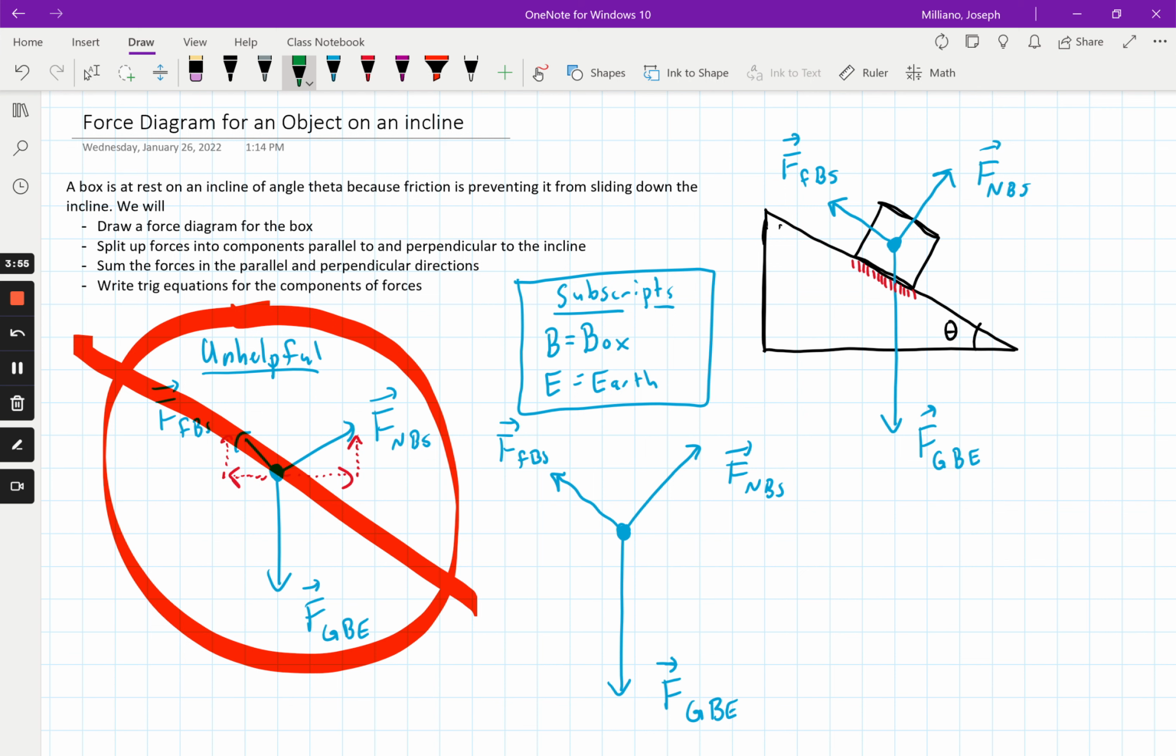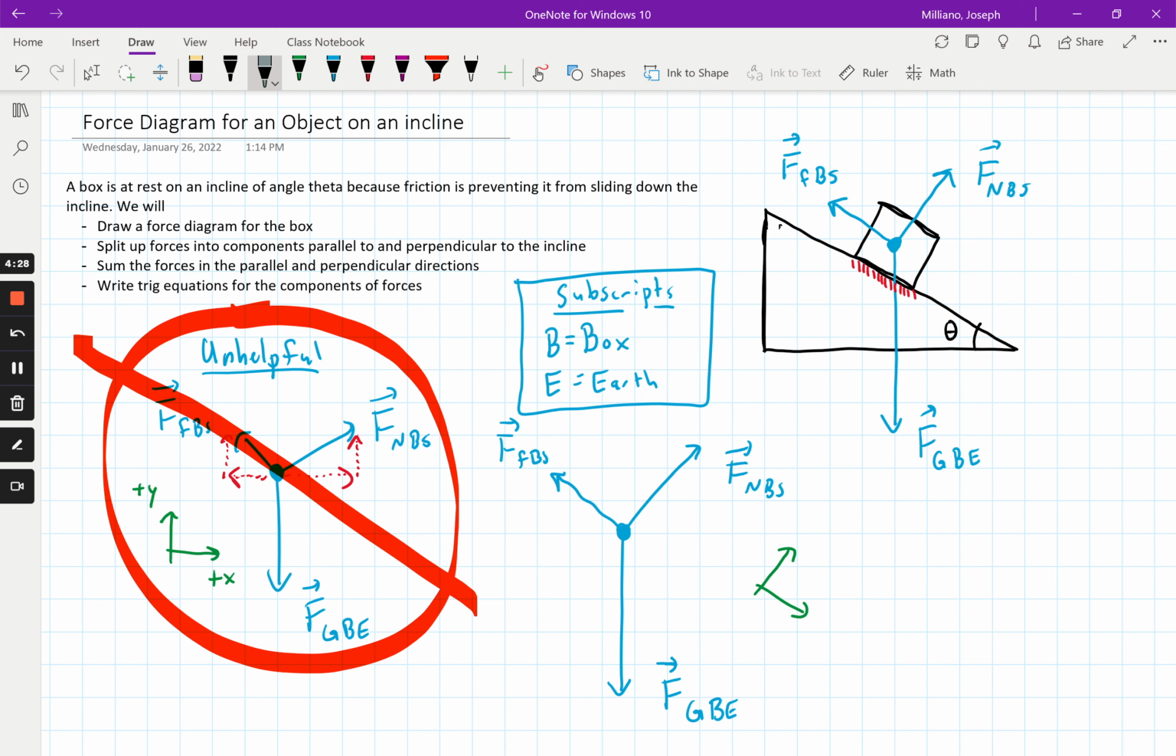Now here's what we're going to do. Let's actually back up for a minute. In the unhelpful picture, what we were really doing is using a coordinate system where positive x was horizontal to the right and positive y was vertical pointing up. That's a fine coordinate system. It's correct, but we can use the fact that this system is tilted to analyze this problem in a simpler way.